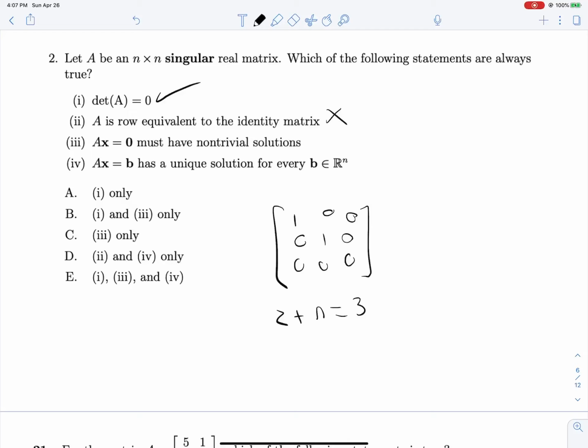So nullity must be equal to 1, and as a result, Ax = 0 must have infinite solutions, as there must have been an infinite line of vectors that all got smushed onto the origin when our transformation took place. So, yep, agree with that. And Ax = b has a unique solution for every b in Rn.